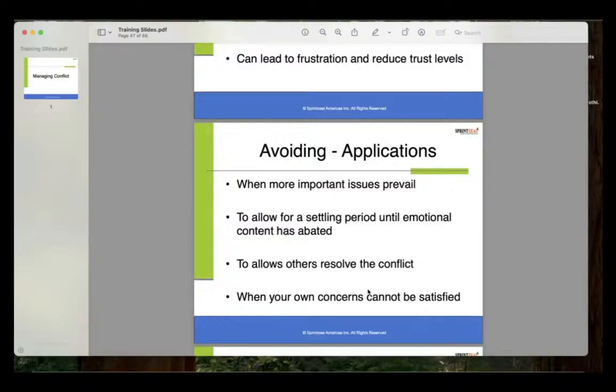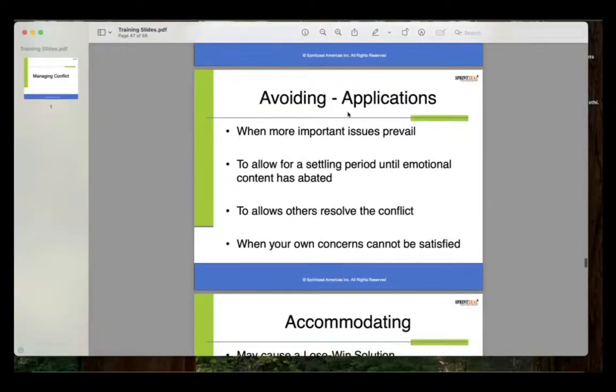Maybe not only the conflict, maybe the management or the manager can resolve it, since this is not a very important issue or conflict. In this case, we can allow others to resolve the conflict because it does not have a direct impact on the main goal of the organization. Then, when your own concerns cannot be satisfied. So these are some applications when this particular avoiding style is used.